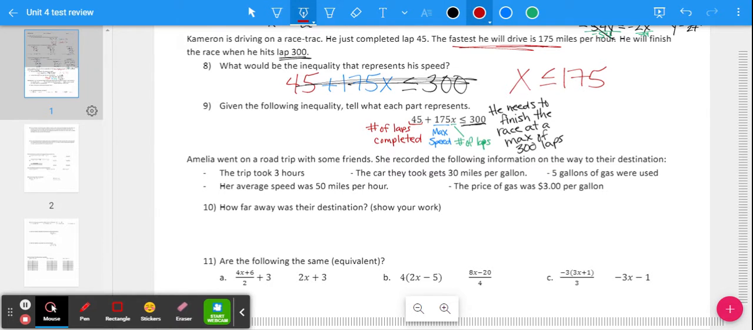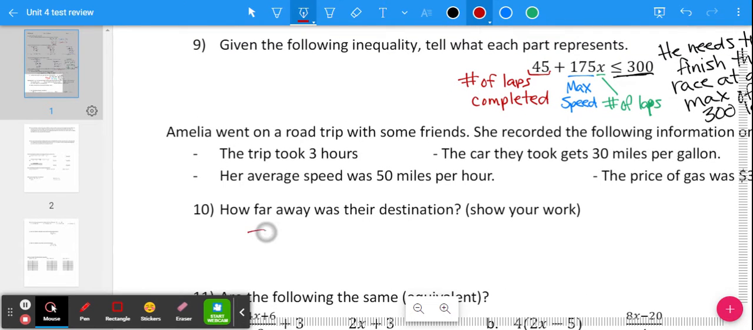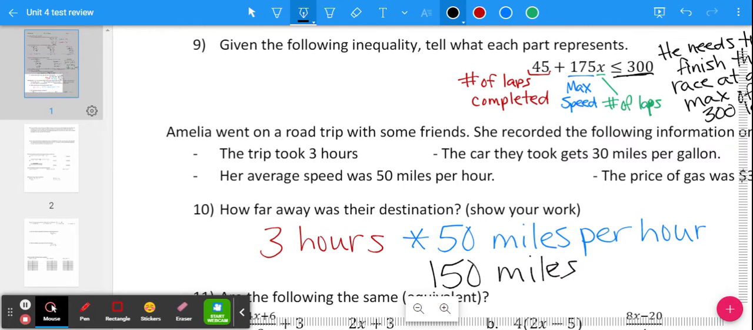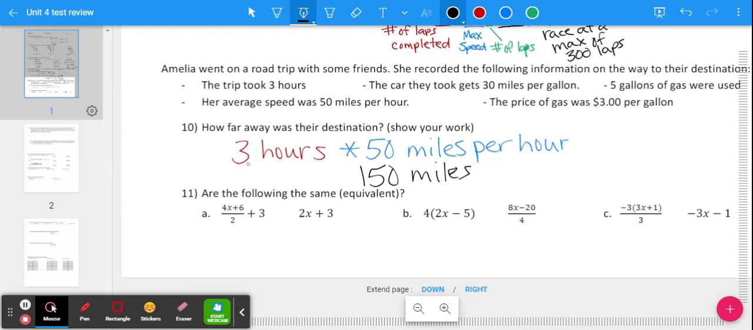So we know that the trip took 3 hours. And across those 3 hours, her average speed was 50 miles per hour. So we're going to multiply those 3 hours by the 50 miles per hour, which gives us 150 miles. So the destination was 150 miles away.